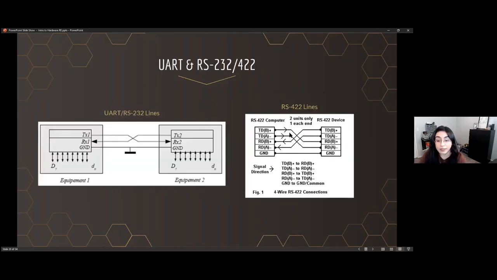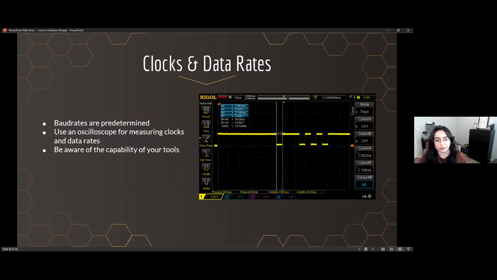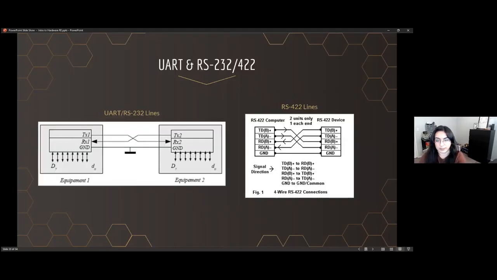So keep in mind that there's no clocks here, right? So when it comes to serial, how do you know, if you're just going 1 0 1 0 1 0 1, that's what the sequence is, or if it's not multiple ones and multiple zeros squished together? Baud rate determines how long a single bit would be. And it's predetermined when it comes to these data bus lines.